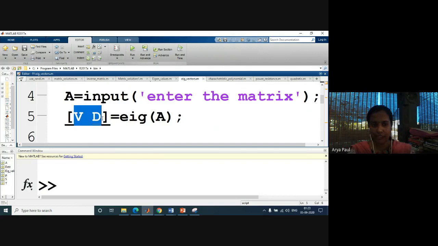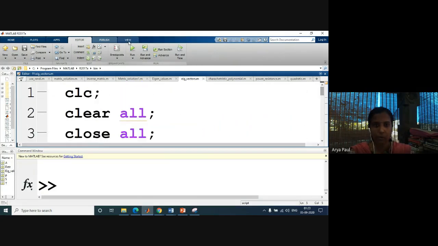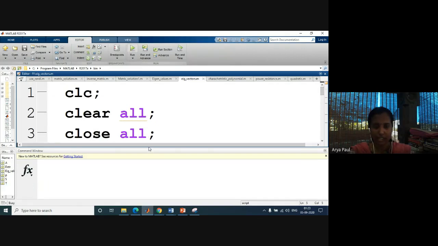You can assign any variables. I have taken it as V and D. V is the eigenvector. This function will return eigenvector V, and D is the eigenvalues. Here, you are obtaining the eigenvalues D as diagonal elements of a matrix. So when I run this program, I will show you what is V and what is D.